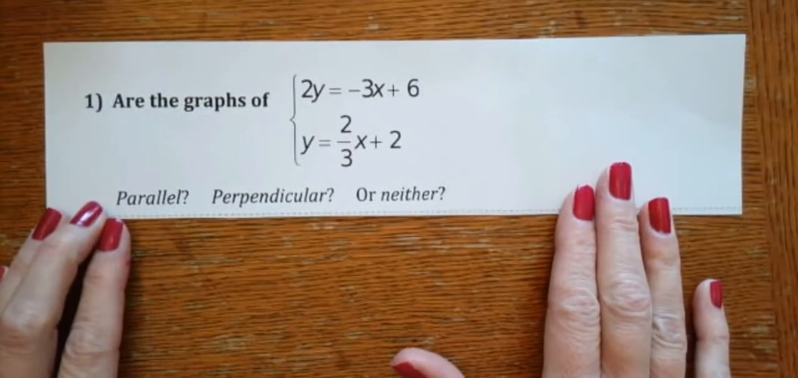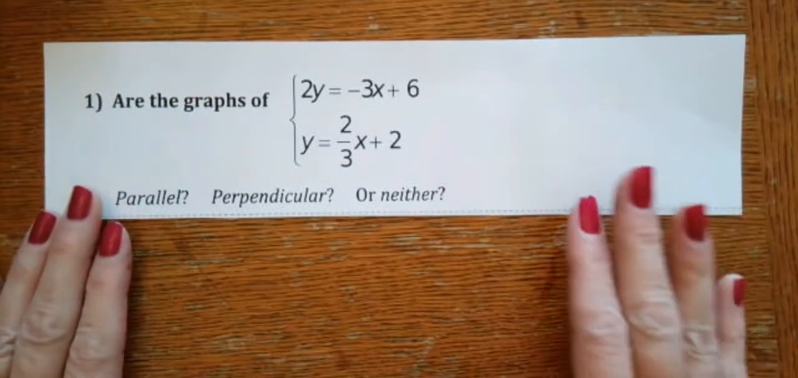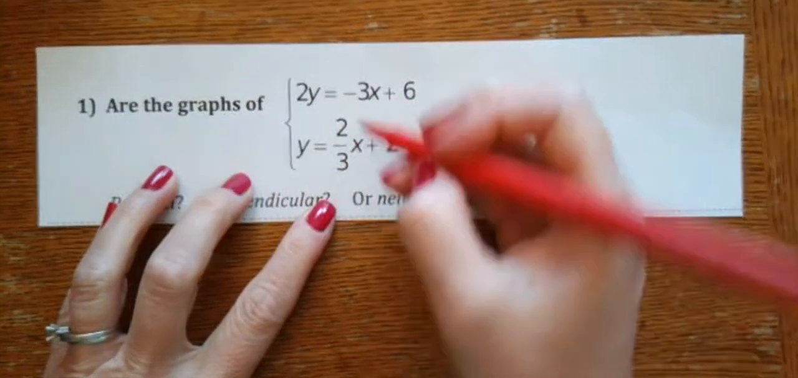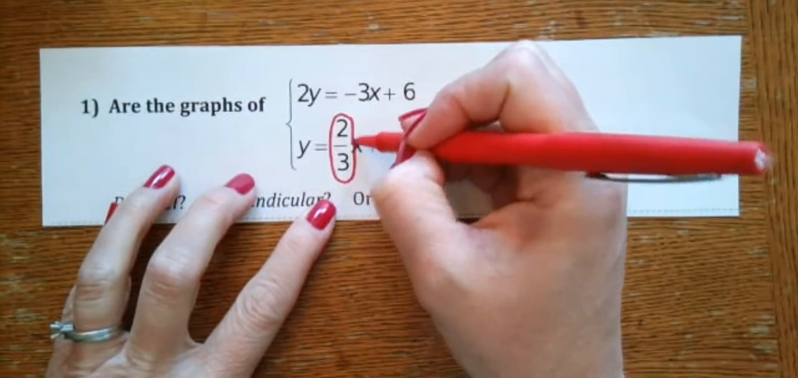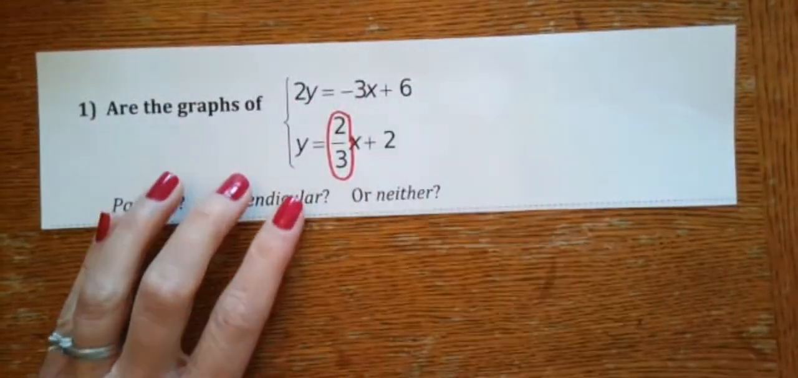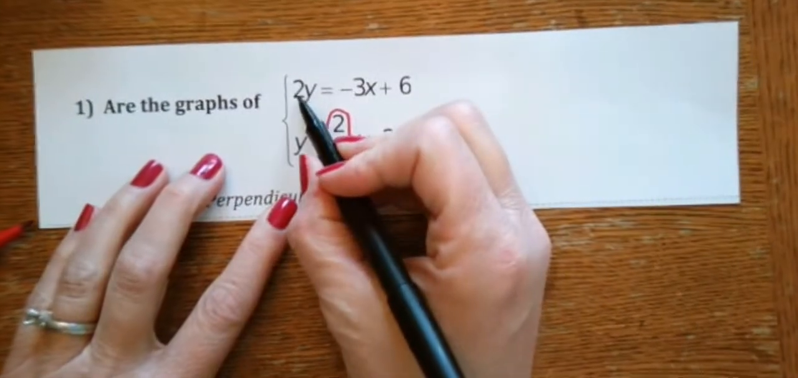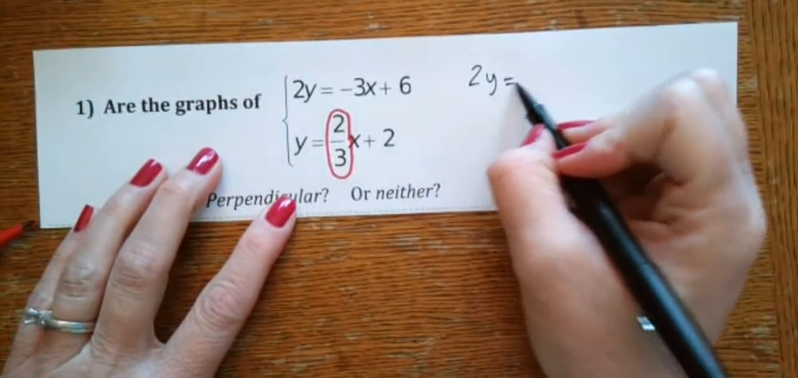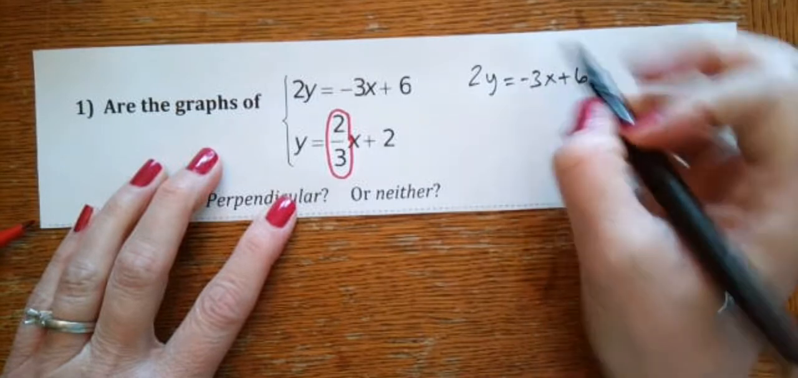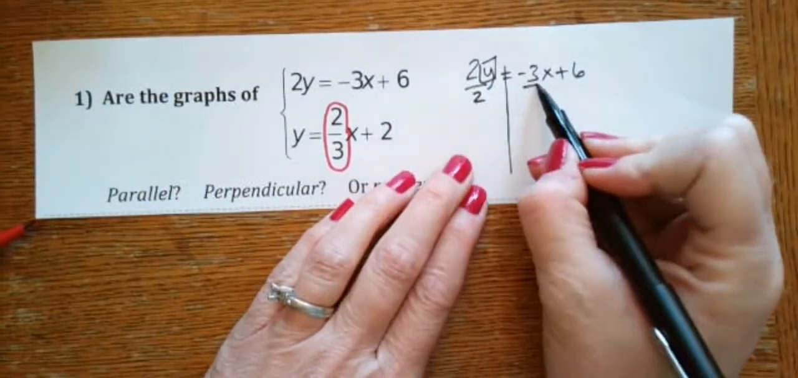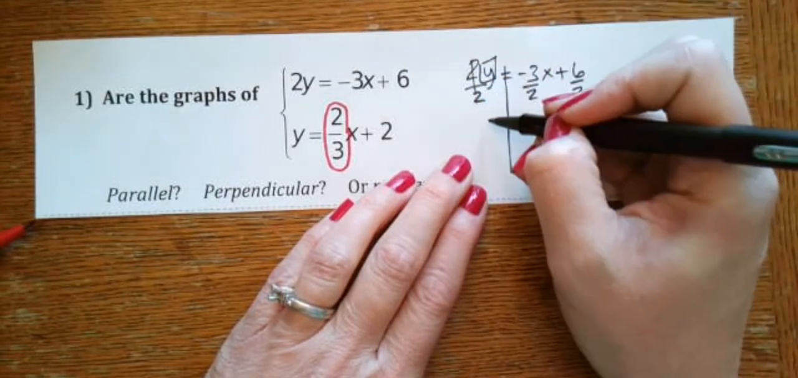Well, in order to tell if they're parallel, perpendicular, or neither, we have to compare the slopes. It's pretty obvious in this second one right here that the slope, because it's written y equals mx plus b, is 2/3. But it's not so obvious in the top one because we can't tell the slope. But I bet that if we take this first equation, we can easily write it into slope-intercept form. We can just solve for y. It's as easy as dividing by 2 everywhere on both sides of the equation.